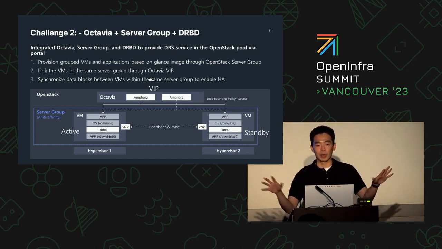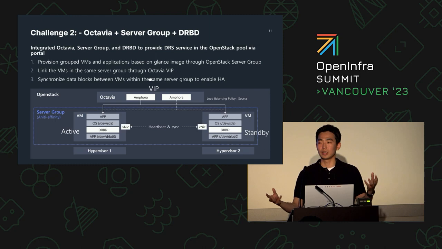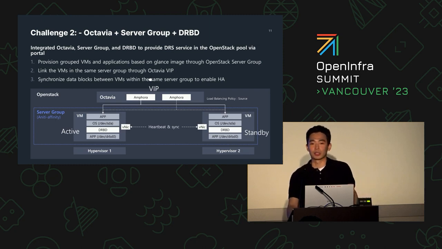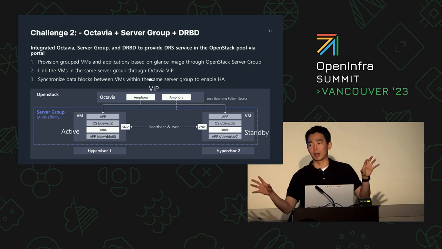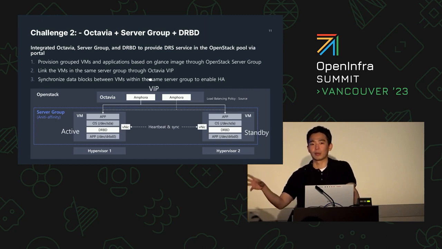So within different hypervisors, when you're making a virtual machine, you're provisioning it with a certain image from Glance, and you're provisioning applications as well. But it is provisioned in an active standby way. So even if the virtual machine on hypervisor 1 goes down, the virtual machine on hypervisor 2 would go live. But the really important thing is how you are going to synchronize the data. How are you going to provide it as an HA, high availability architecture?